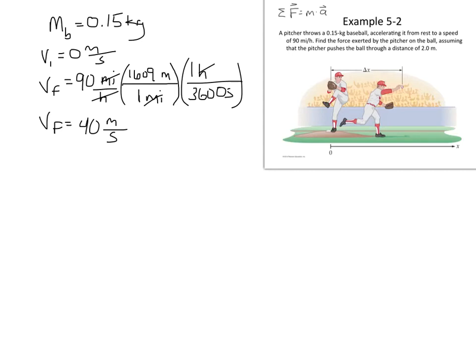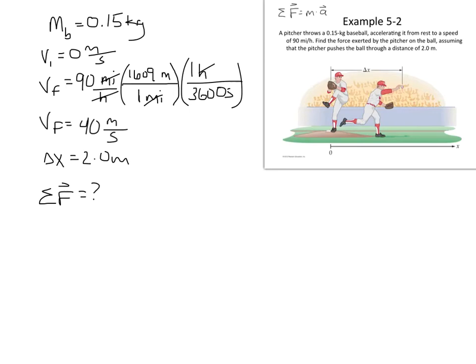Not only that, but we also know that the ball has been displaced through a distance of 2 meters. So that's our delta x equals 2.0 meters. And we want to find the force. So what is the force? It says the force, which is really the net force. It's the only force being applied to it, the force applied to it from the pitcher. So the net force is what we want to find.